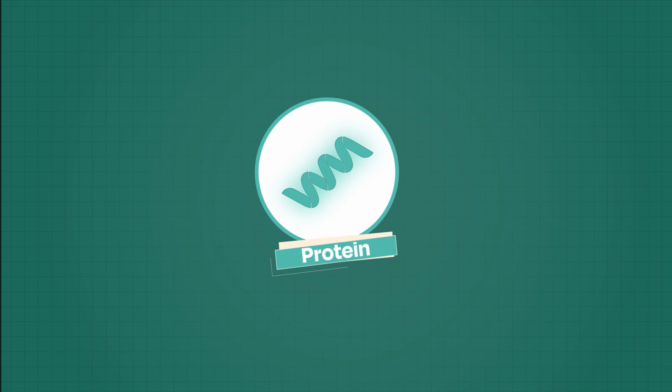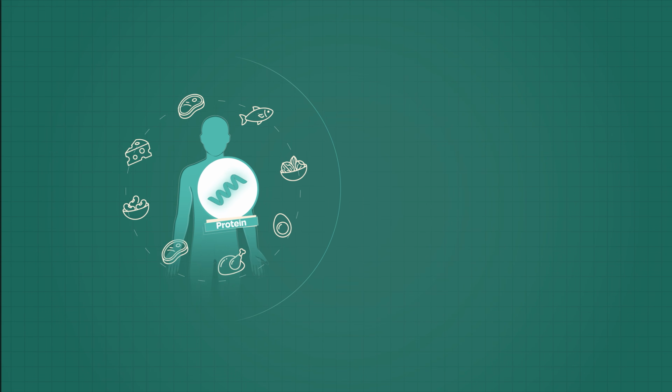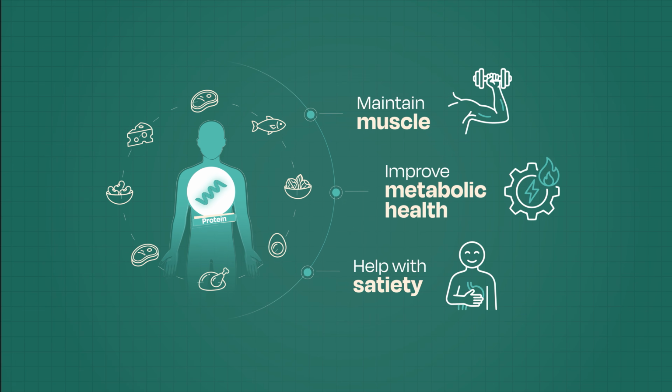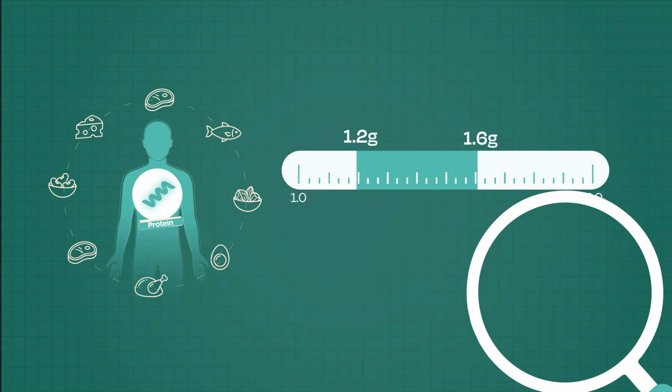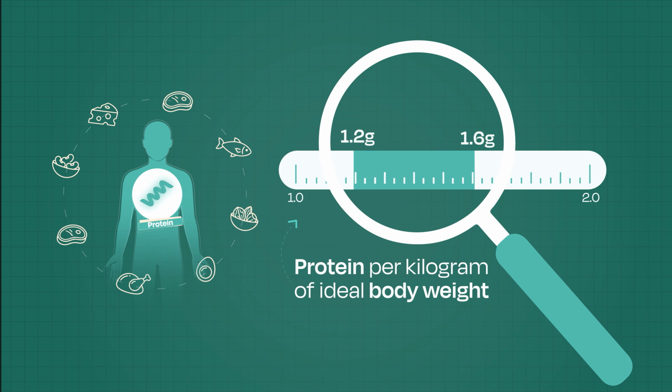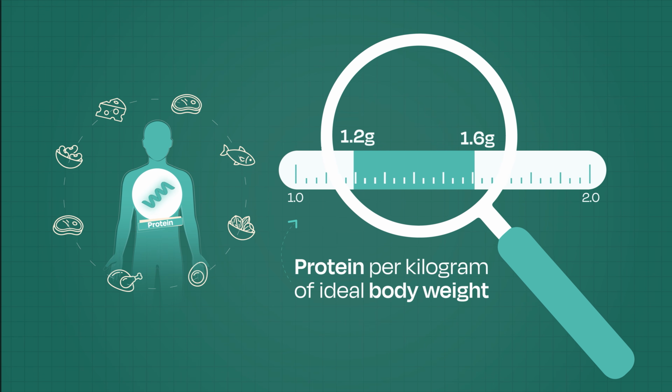Next comes protein, which is extremely important. You want to eat enough protein to maintain muscle, improve metabolic health, and help with satiety. So a good general range is 1.2 to 1.6 grams of daily protein per kilogram of ideal body weight. So notice I said ideal body weight, not just total body weight. So I'll give you some examples.